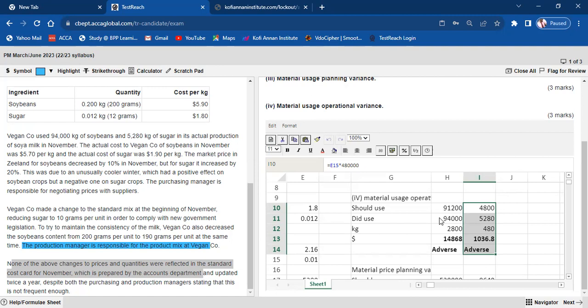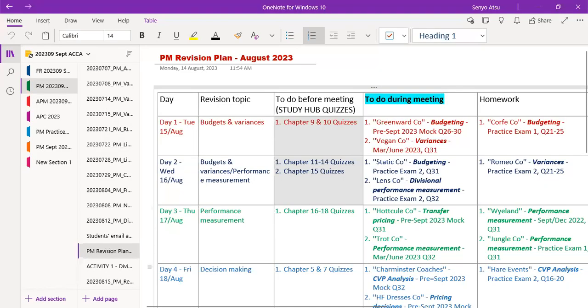Friends, any questions? So that we can say that the plan for tonight to answer Greenwood Co from the mock exam and Vegan from a past exam, March-June 2023, has been done.